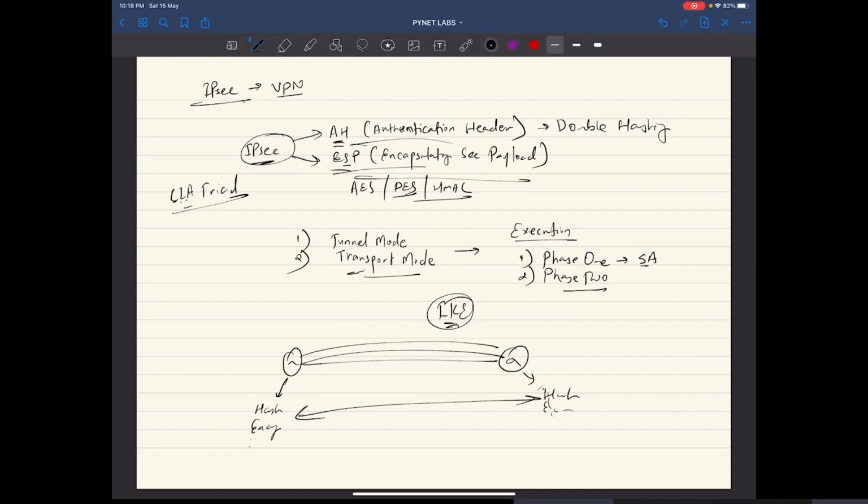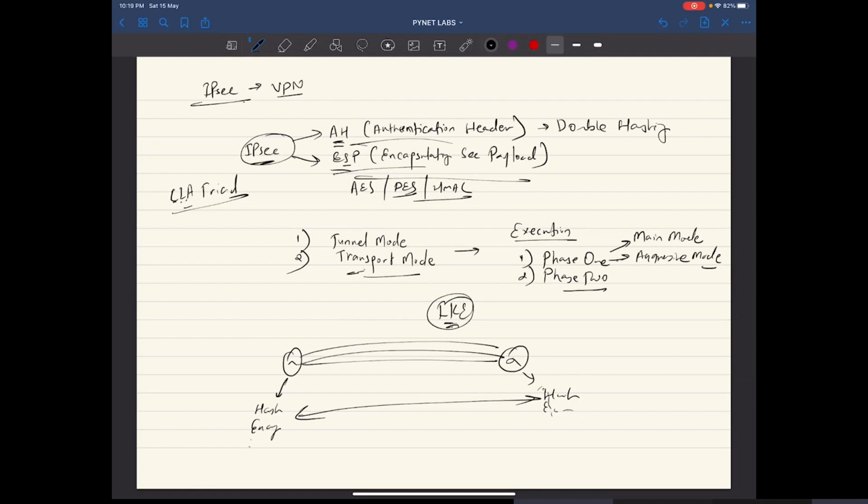Security association is negotiated. That negotiation will take part in phase 2. Phase 1 deals with two modes, where main mode or aggressive mode will be taken care of.